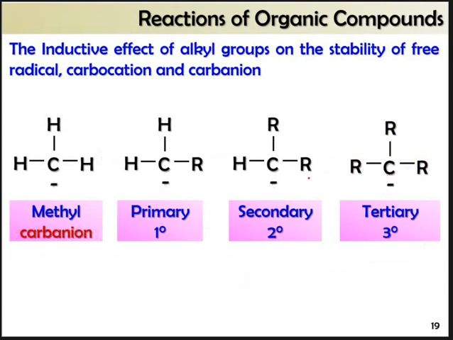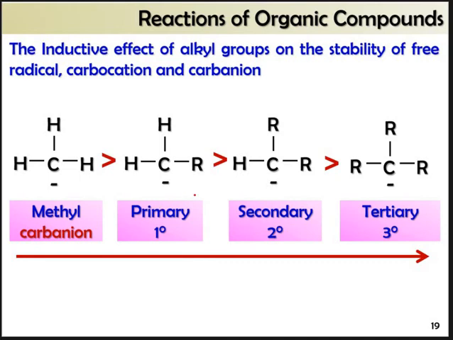But then for carbanion, dia tak perlukan the alkyl group because it already has reached rich electron. Okay, so the presence of alkyl group will make the carbanion less stable. So the most stable is methyl carbanion, and then followed by primary, secondary, and tertiary.